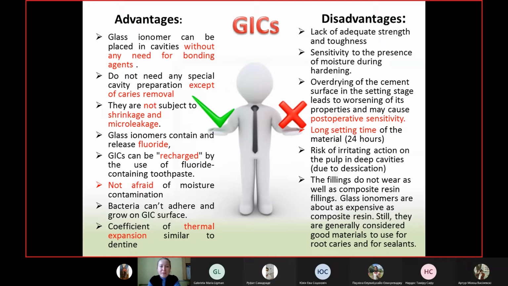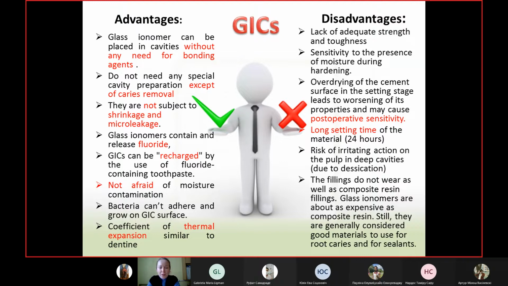They don't need any special cavity preparation except caries removal. They are not subject to shrinkage and microleakage. That's why the appearance of secondary caries and recurrent caries is limited. Glass ionomers contain and release fluoride. Moreover, they can be recharged by using fluoride-containing toothpaste or fluoride-containing varnishes. They are not afraid of moisture contamination to some extent, of course.